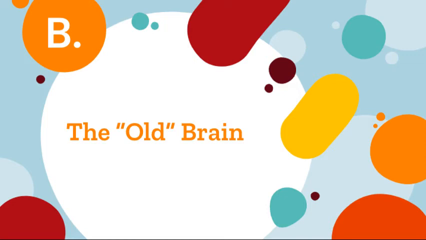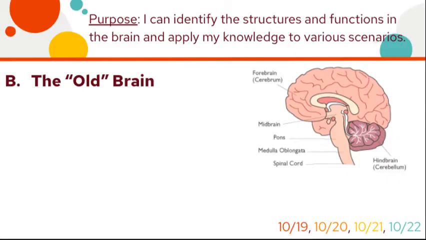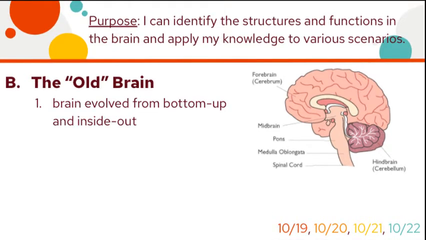So, for part B in our notes today, we are going to be looking at the old brain. And I have that in quotes because it really is just talking about the older structures of the brain. So, with the old brain, I have a picture here. We're going to be looking at the medulla, the pons, which is the brainstem, the midbrain, and the hindbrain or the cerebellum. Okay, we are not going to be looking at this pink, which is the forebrain.